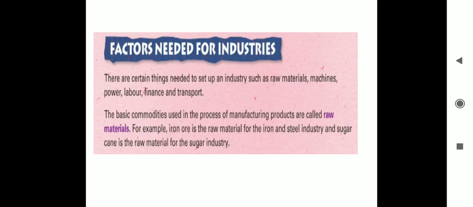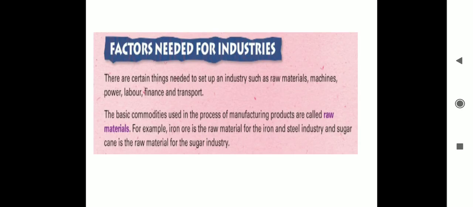Factors needed for industries. There are certain things needed to set up an industry, such as raw materials, machines, power, where power indicates the electric current, labor, finance, and transport. Many of your parents might be having industries. Industries means factories where goods are manufactured.